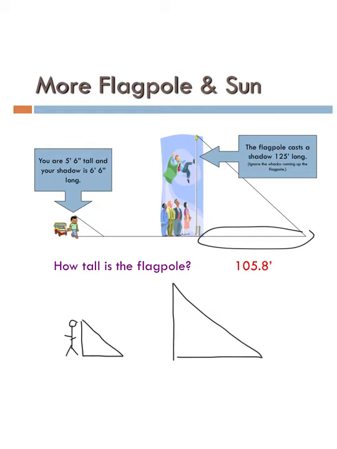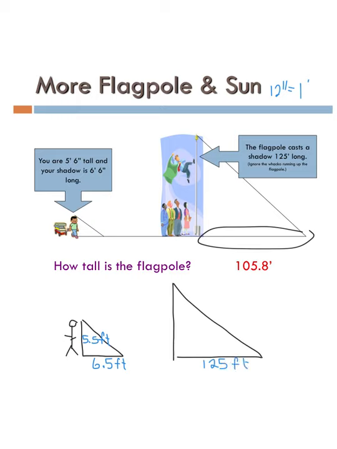So we're going to use not special right triangles, similar triangles, sorry. So if you're 5 feet 6 inches tall, a big mistake that students make is they'll write that as 5.6 feet. That is not true, right? Because 12 inches is equal to 1 foot. Therefore, 6 inches is going to be half a foot. So this person is 5.5 feet tall. His shadow, which is 6 feet 6 inches, is the same thing as 6.5 feet. So I could put the units there so I could see that that's what I'm doing. The flagpole shadow is 125 feet.